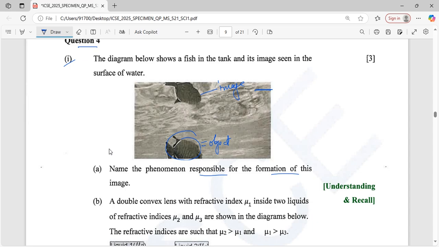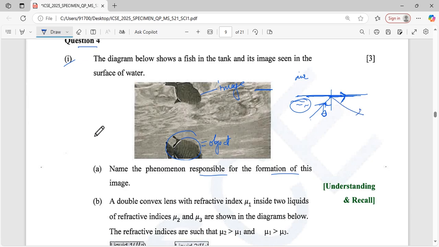Easy. The image is formed by total internal reflection. Say that this is the object, here there is water, and that is air. I know that water is denser than air, so light goes from denser medium to rarer medium. At some angle theta, we see a reflected ray, and if that angle is increased more, we get total internal reflection.